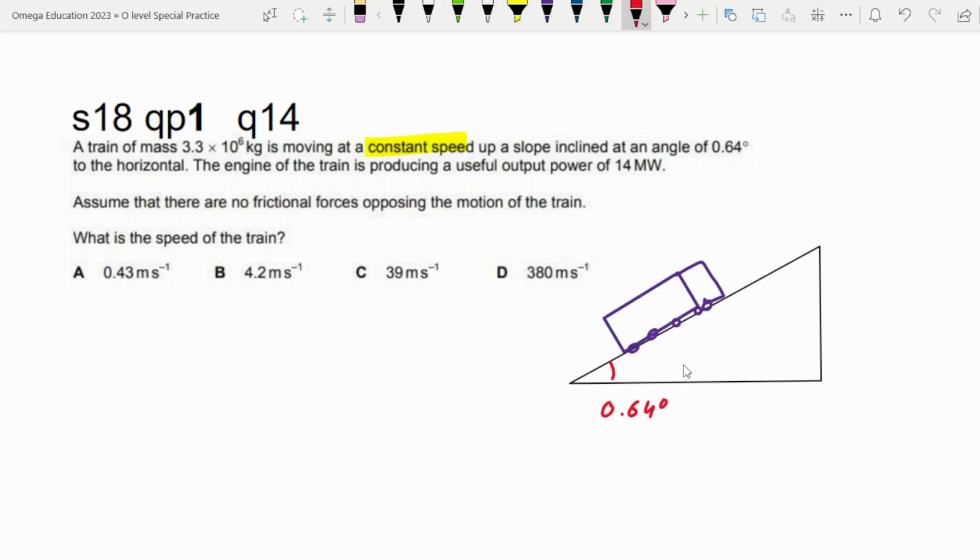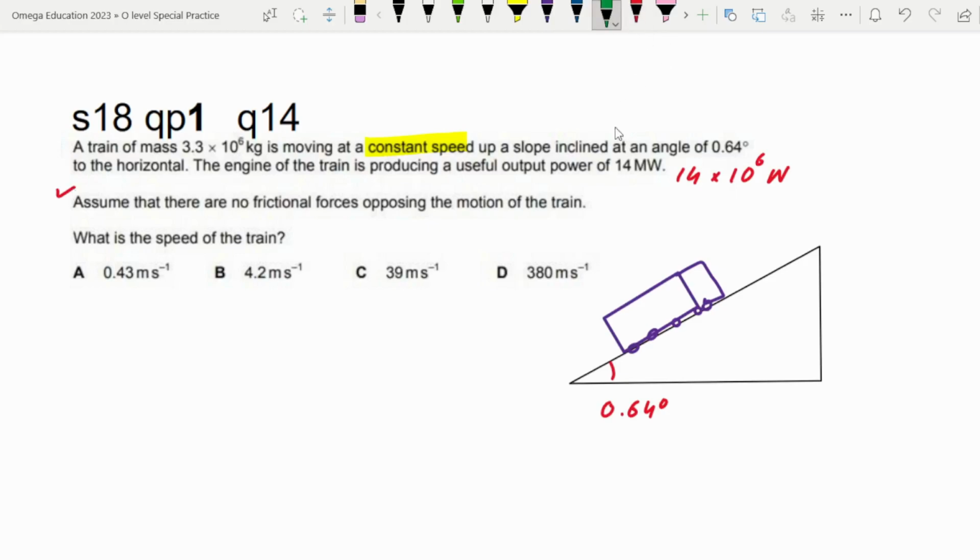And the engine of the train is producing the useful power of 14 megawatts, which is 14 into 10 to the power 6 watts. Assume that there are no frictional forces opposing the motion of the train. Okay, such a relief. We don't have to compensate for the friction. All the engine has to do is to apply a force just to compensate for only one thing. And I'm going to ask that question from you.